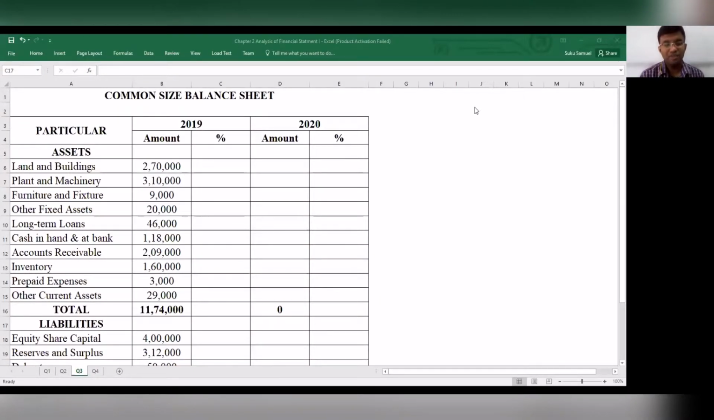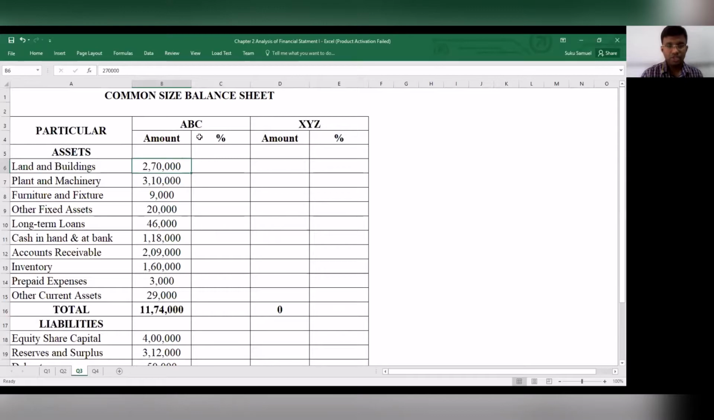We all are familiar with the format of the common size balance sheet, and what I've done over here is I've just quickly prepared the format. If you notice, the first column over here is particulars, and let me just quickly change the names of my columns as well. Here we have two sets of column. One is for company ABC and the other is for XYZ. Since we are comparing two companies, this would be an example of cross-sectional analysis.